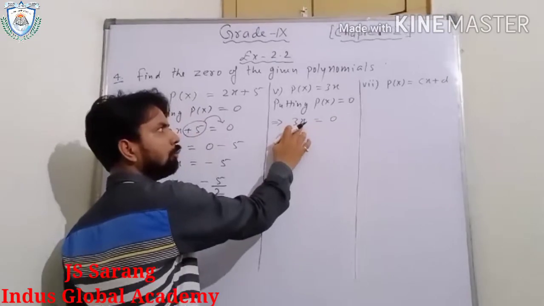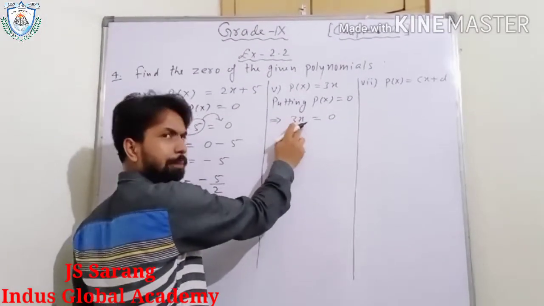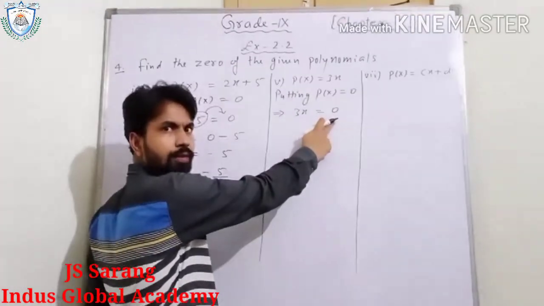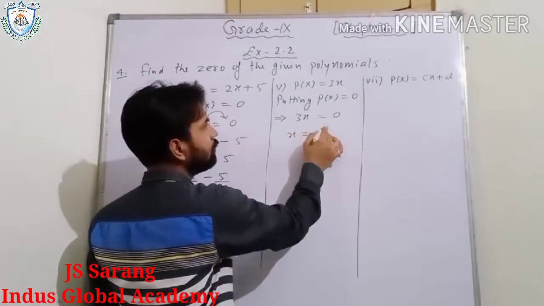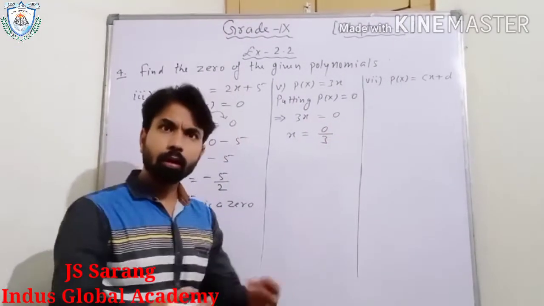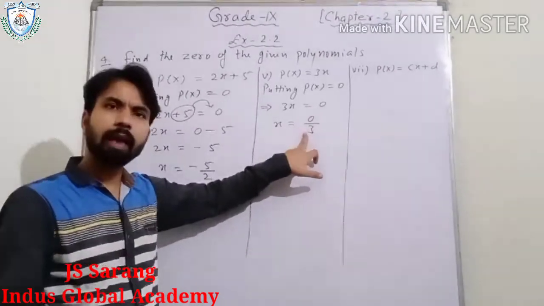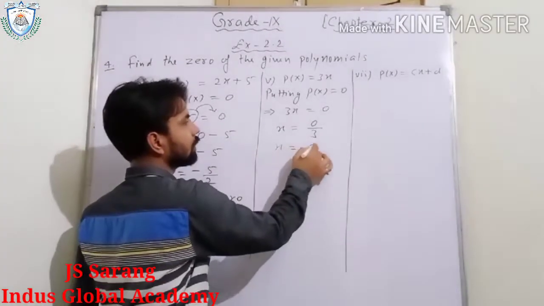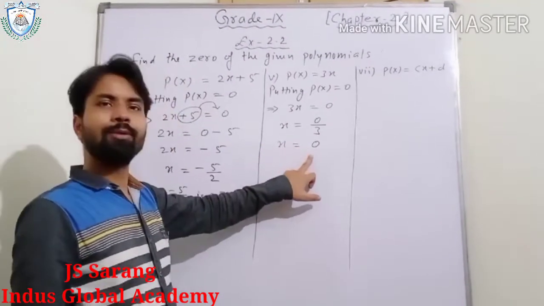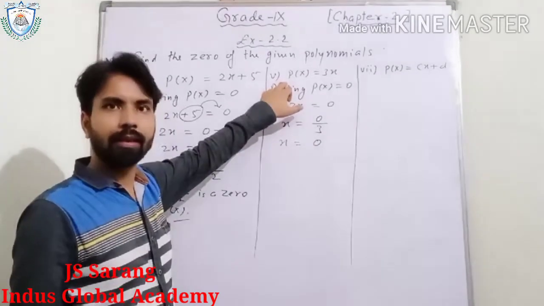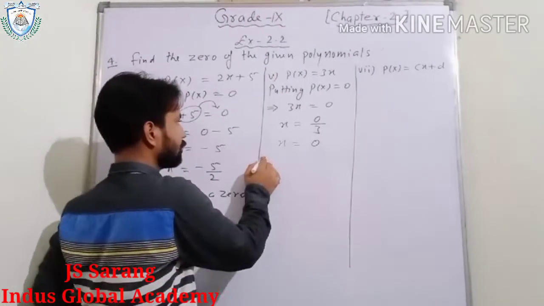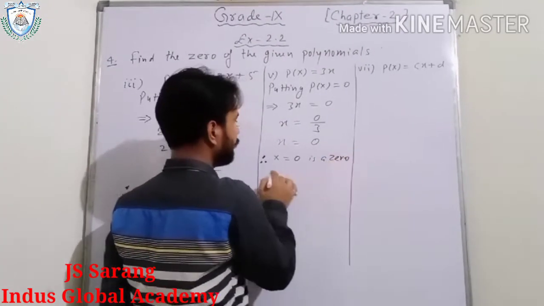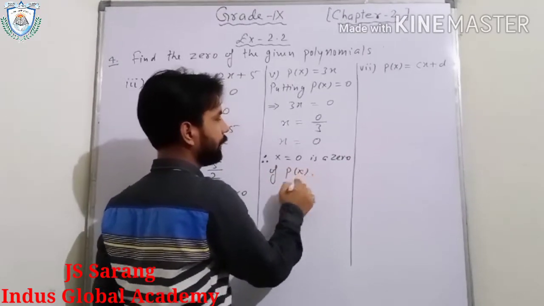We have to find the value of x. So here 3 and x both are in multiplication. So if we shift this 3 to the right hand side, it will move to the denominator of 0. So we will get x equal to 0 upon 3. And we all know that if 0 is divided by any number, then the result will be 0 only. So x equals what? 0. So x equal to 0 is the 0 of p(x). So this is our answer. So at last you have to write, hence x equal to 0 is a 0 of p(x).